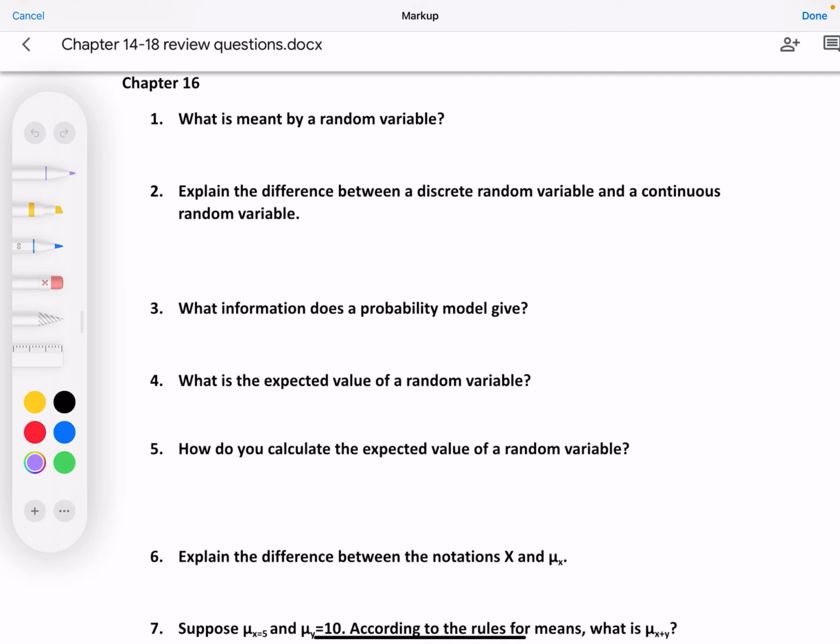Okay. All right. What is meant by a random variable? No clue. Variable. It's random. A value based on the outcome of a random event.